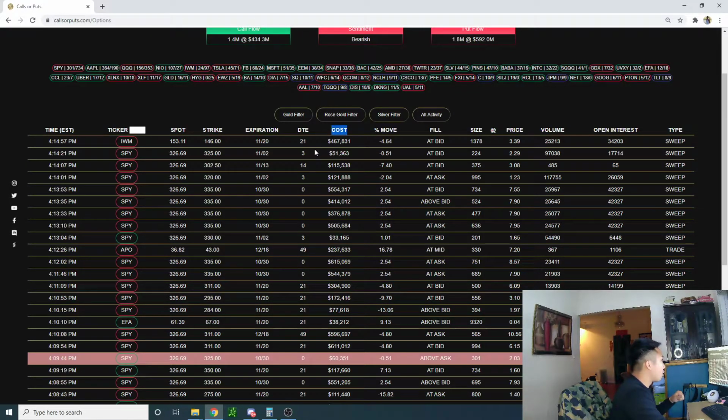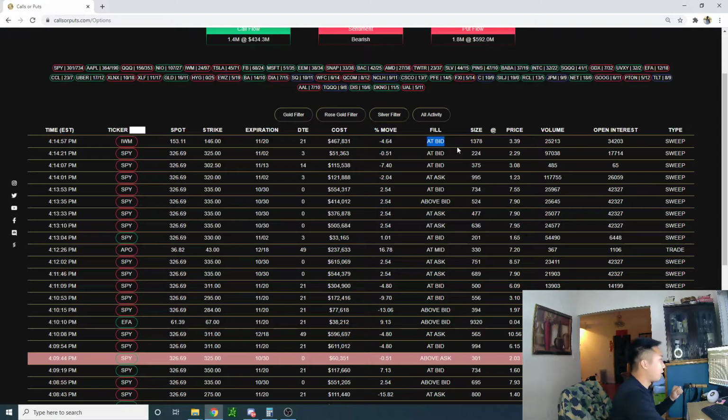Cost is the total cost of this whole trade, in this specific trade. So this whole trade cost 467,000. Percent move is the percent move that it requires to get there. So IWM, its spot price is 153. To get to 146, they need a negative 4.64% move.